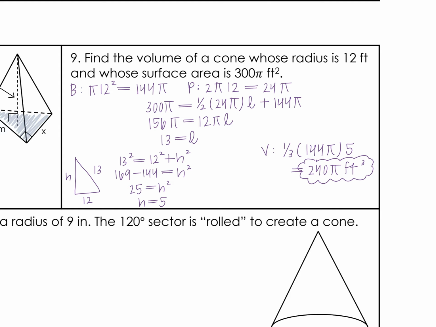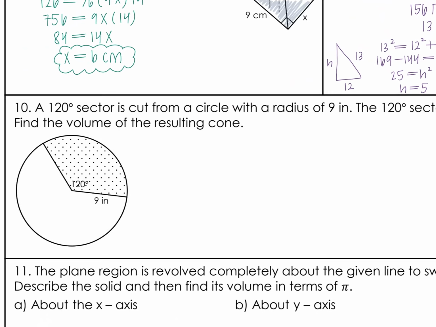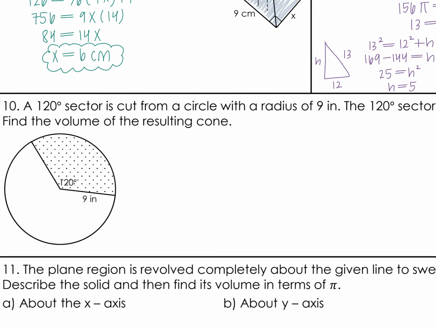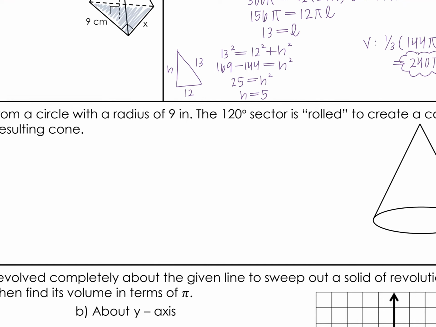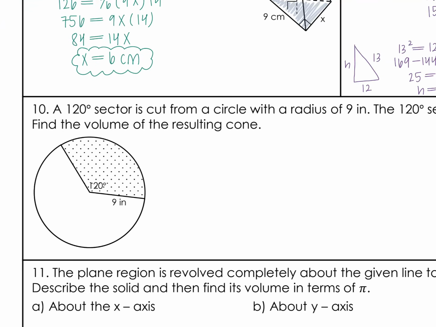All right, now let's look at number 10. So for number 10, we have that a 120-degree sector is cut from a circle, and it's going to have a radius of 9 inches. The 120-degree sector is rolled to create a cone. Find the volume of the resulting cone.